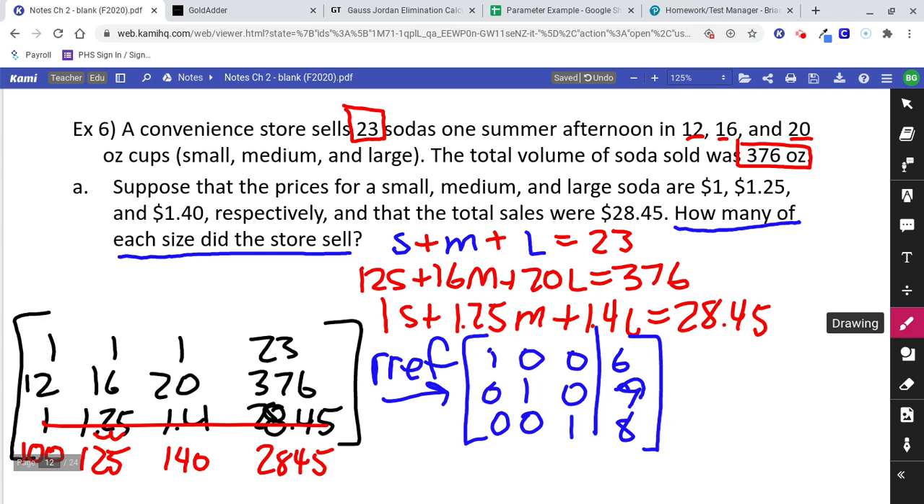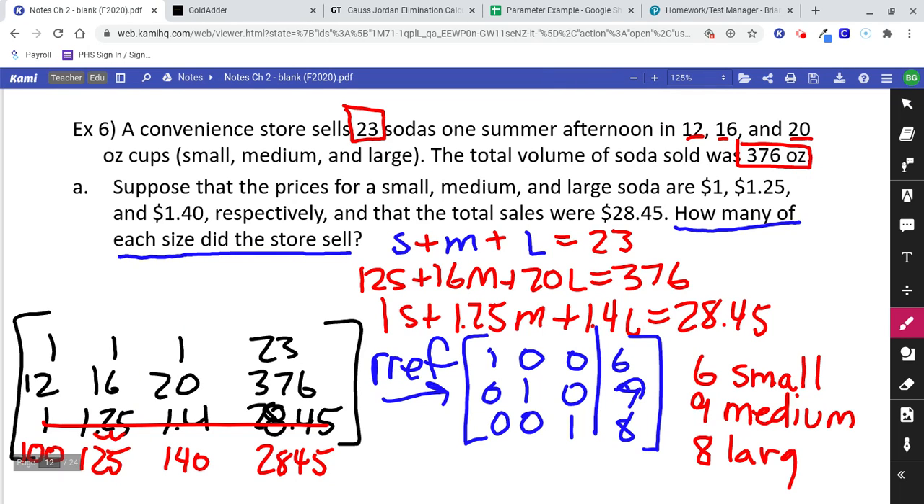Okay, so go ahead and put the answer back in context. That first row, s equals 6, tells me there are 6 smalls. Second row says 9 medium. And the bottom row says 8 large. You should notice those numbers add up to 23. They'll do the other things as well, but that's my solution.